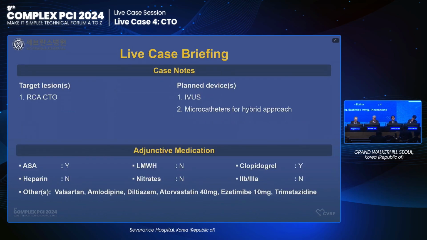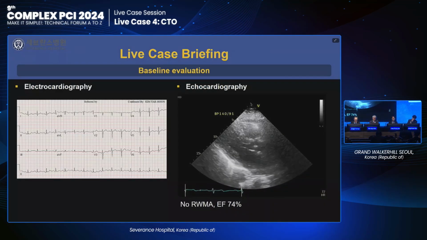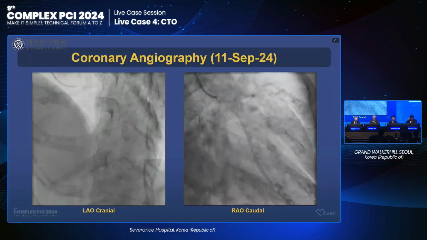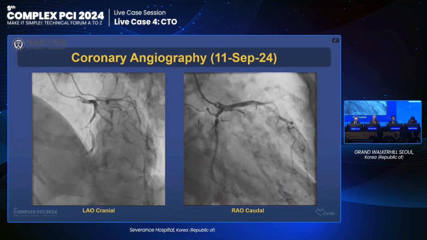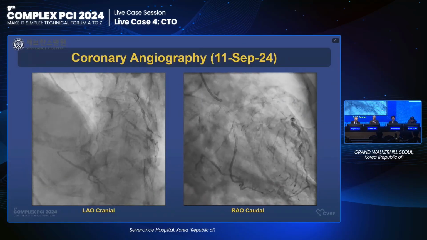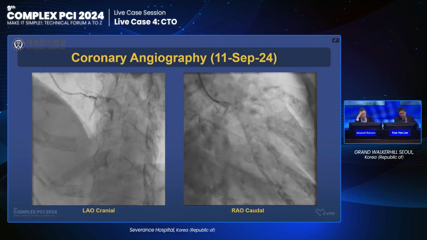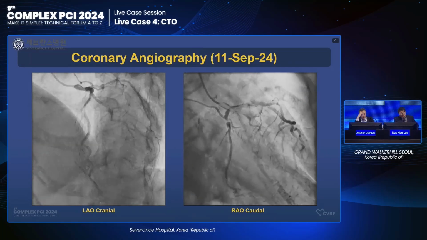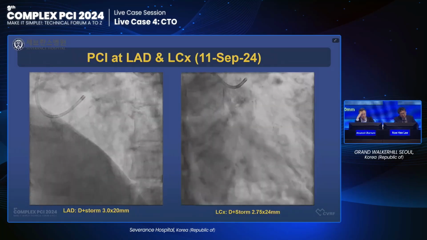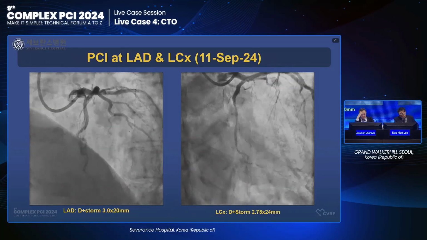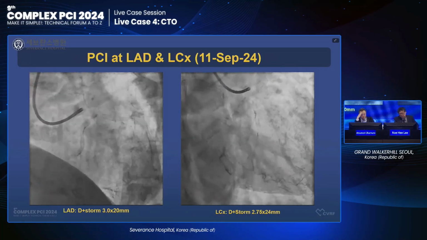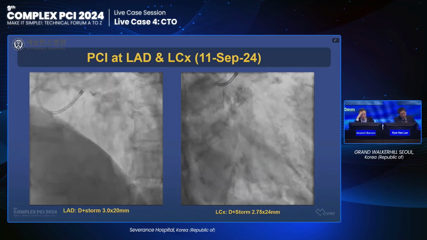So she is under optimal medication for ischemic heart disease. ECG shows no specific finding, and the echocardiography shows preserved normal cardiac function. This is the angiogram from 2 months ago. As you can see, the medial LAD and the proximal circumflex region show tight stenosis. So we underwent DES implantation at the proximal medial LAD and the proximal circumflex.